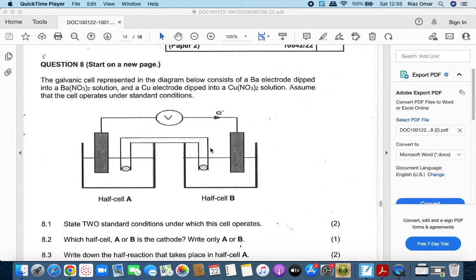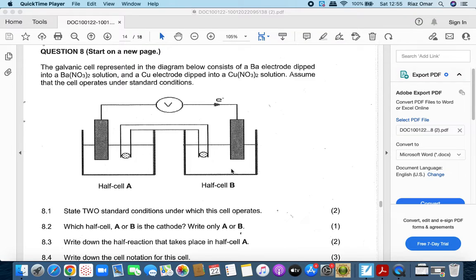Okay, going on, we're looking at question 8 of the preliminary exam paper, paper 2, the chemistry paper. We see that this has to do with electrochemical cells. Question 8: the galvanic cell represented in the diagram below consists of a barium electrode dipped in a barium nitrate solution and a copper electrode dipped in a copper nitrate solution. Assume that the cell operates under standard conditions.